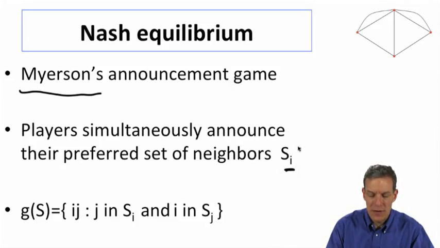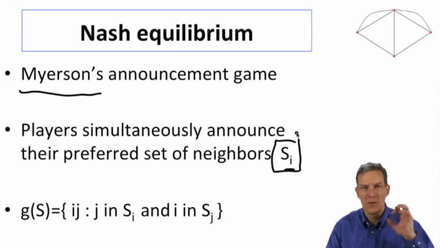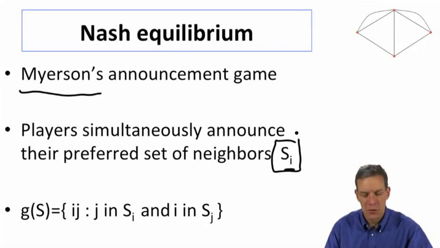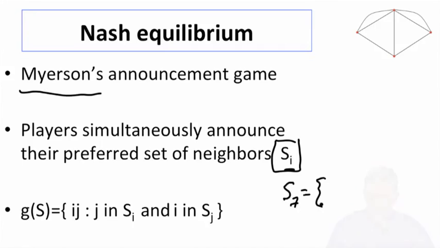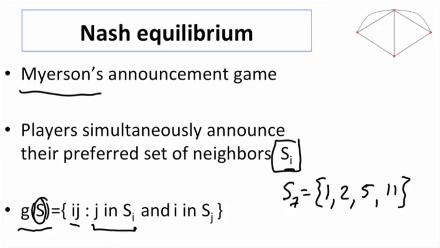So each person i makes an announcement. Let's call this set S_i. This is the set of other nodes that i wants to be linked to. So for instance, person 7 could say that they want to be linked with persons 1, 2, 5, 11, and so forth. They're saying these are my preferred neighbors. Then the network that forms as a function of the profile, the full vector of all the announcements made by different individuals, consists of the links such that j was named by i and i was named by j. So this is consensual network formation. You form a relationship if and only if both people named each other.